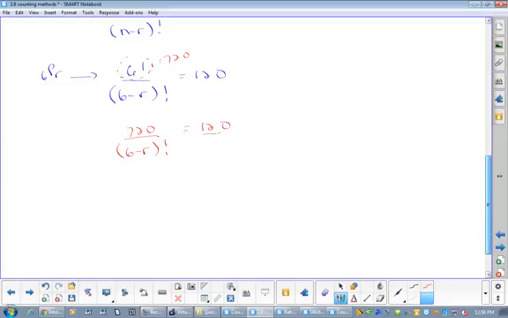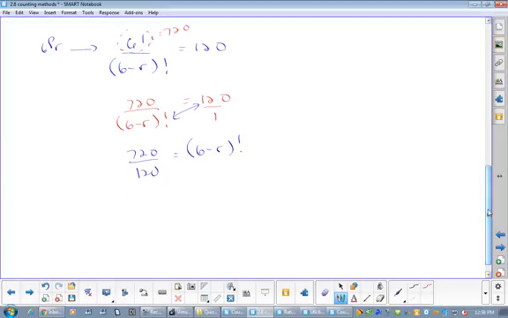Now, whenever you have two things equaling each other, they're called ratios. And these two can trade. So you can always take the escalator. Okay, and that equals 6 minus r factorial. Now, if you take 720 and divide by 120, you will get 6.